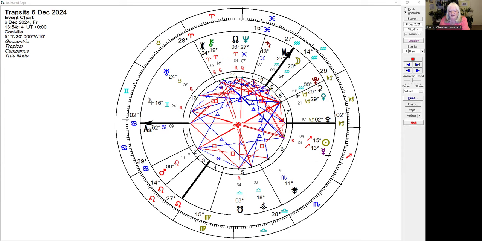And the whole thing is on the mutable cross. So that means it's very flexible, adjustable. There's a lot of movement possible. So things could be all over the place. Okay, we've got Ceres and Venus here, both at 29 degrees of Capricorn. So both on the verge of going into Aquarius to join Pluto.